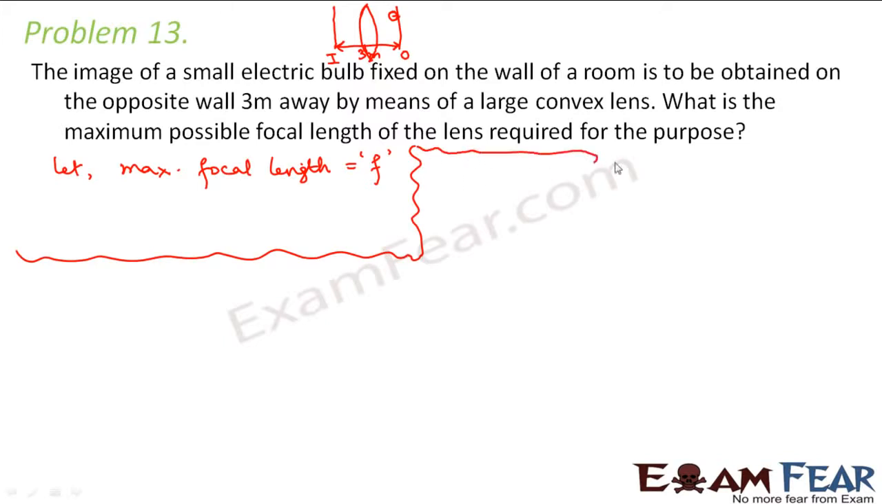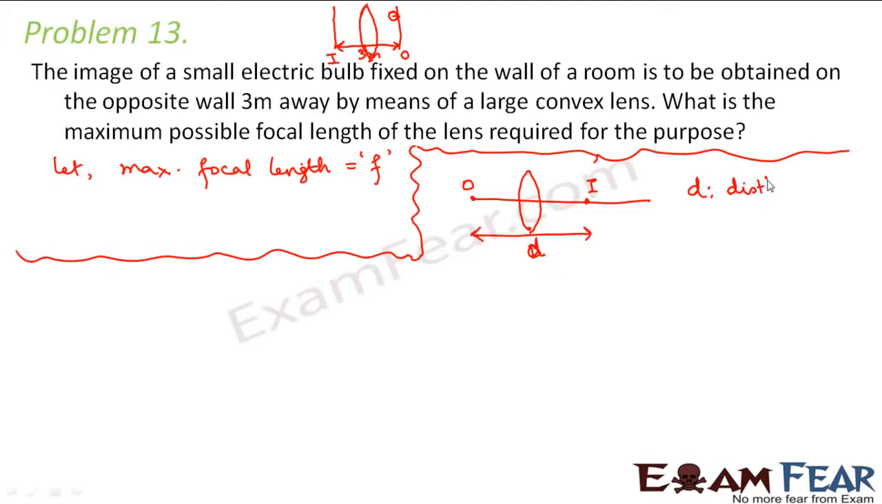Now in this case, let us suppose the object lies here and the image lies here. If this is the object and this is the image, the distance between the image and the object is given. Let me call the distance between the image and the object as capital D. So D is the distance between object and image, right?